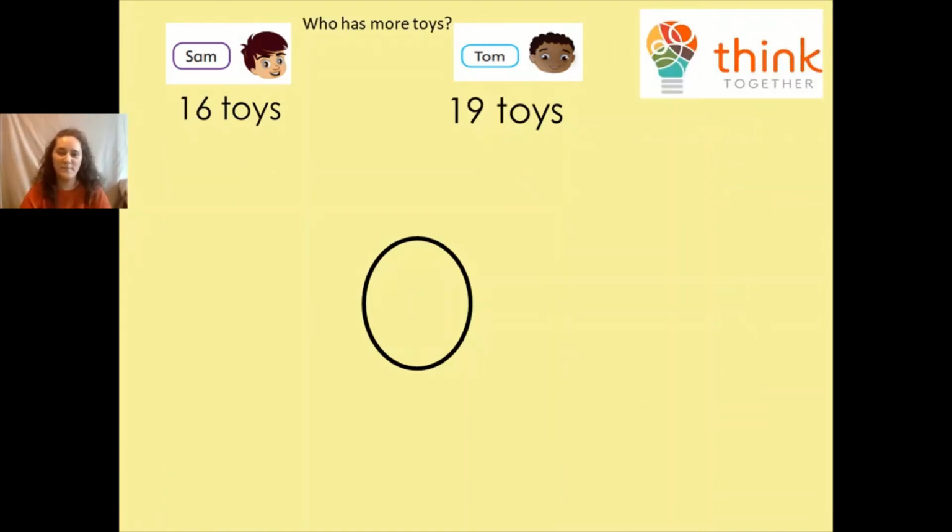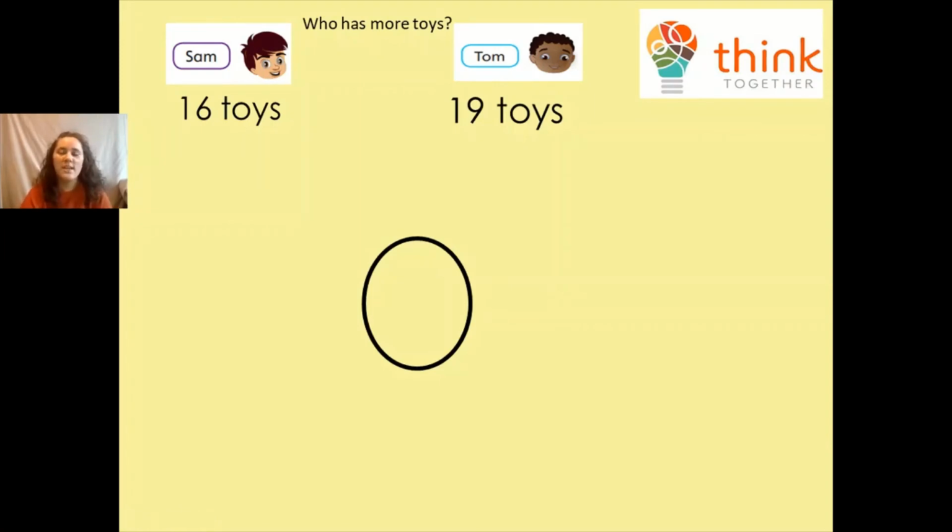Now it's your turn. Let's look at this question. Who has more toys, Sam or Tom? Let's start by looking at how many toys they have. What number's this? Brilliant. That is the number 16. So Sam has 16 toys. What number is this one here? Fantastic. 19. Tom has 19 toys.